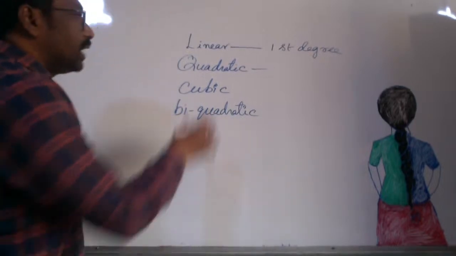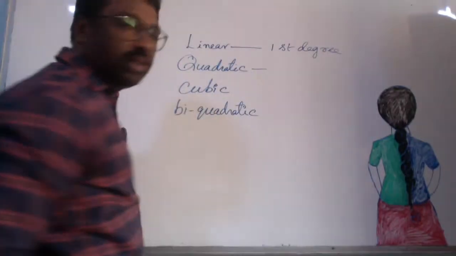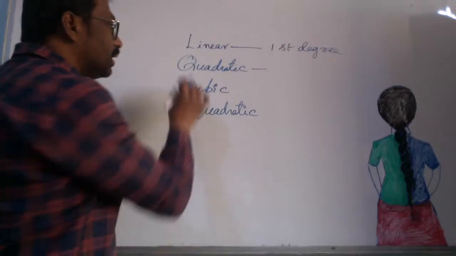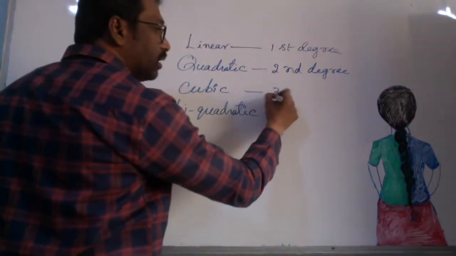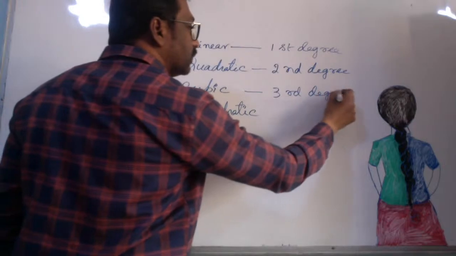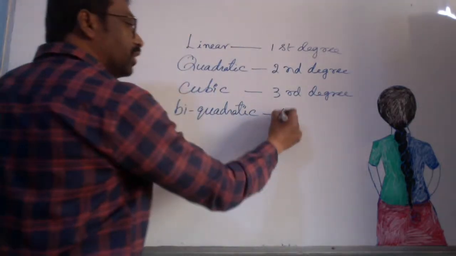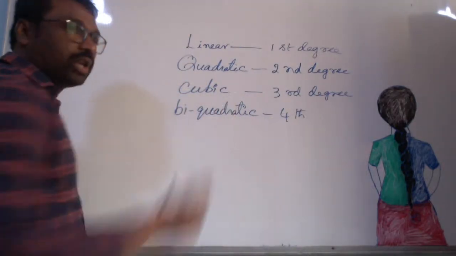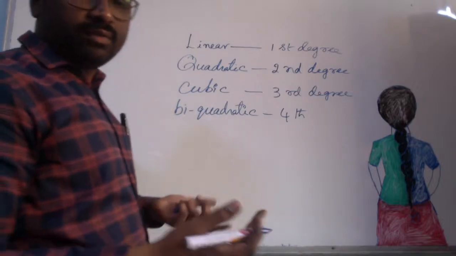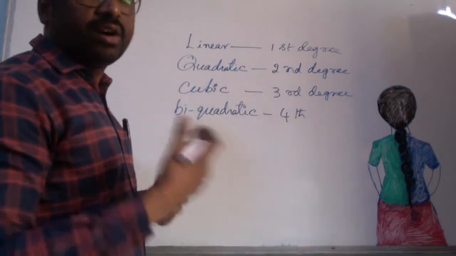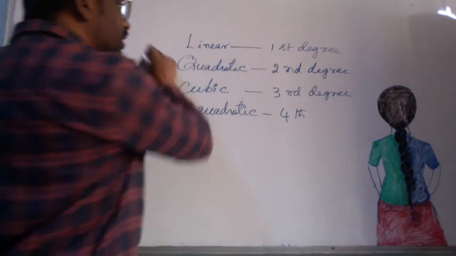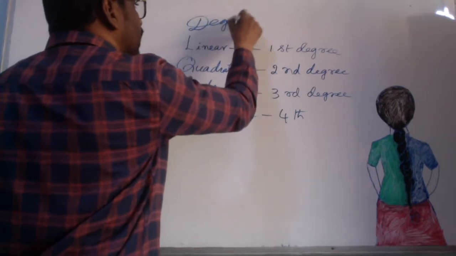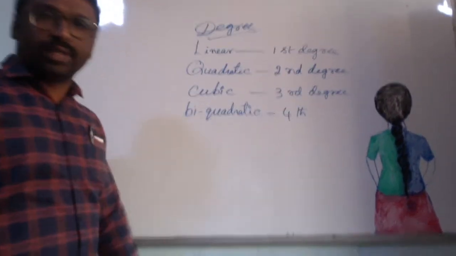Okay. So a polynomial of first degree is called a linear polynomial. A polynomial of second degree is called a quadratic polynomial. A polynomial of third degree is cubic. Fourth degree is biquadratic. For more than 4, we can call it degree 5, degree 6, degree 10, degree n, like that. Okay, this is about the degree and the names of the polynomial.